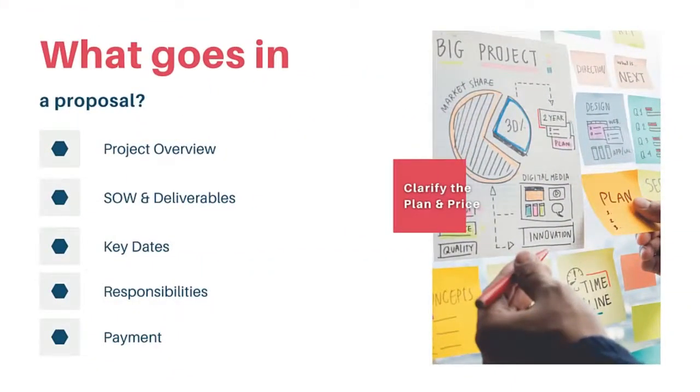Personally, I have 5 elements that go in every single proposal I turn out. These include the project overview, the scope of work and deliverables section, key dates, responsibilities, and payment. Now, a proposal is not a contract, but you should still be pretty detailed so that clients know what they're signing off on and there's no confusion when it gets time to go to that contract.